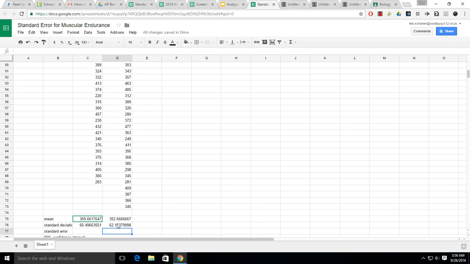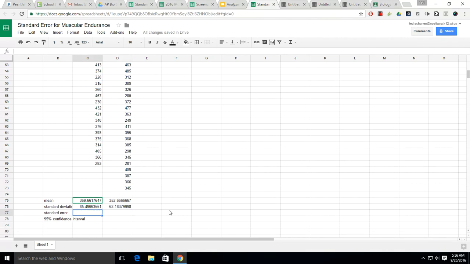Okay, so we have these two standard deviations. Now we get a little bit trickier, and we need to find the standard error of the mean. It is a mathematical formula where you take the standard deviation divided by the square root of the number of samples.